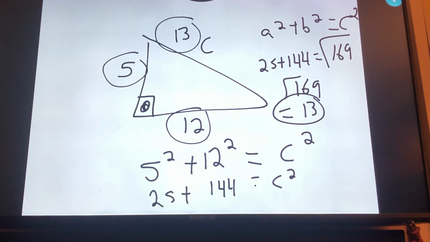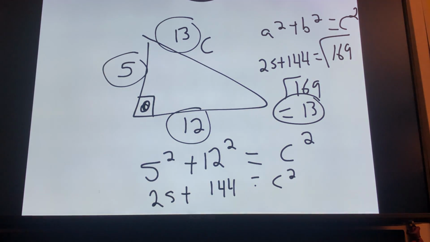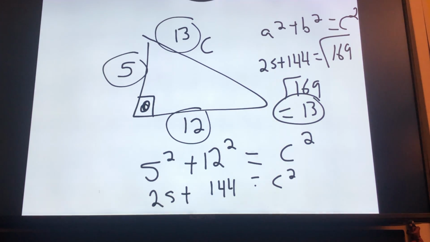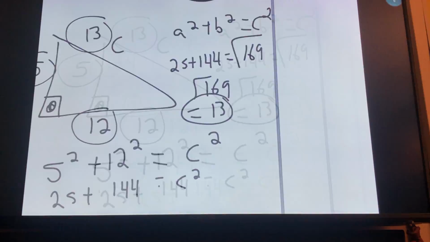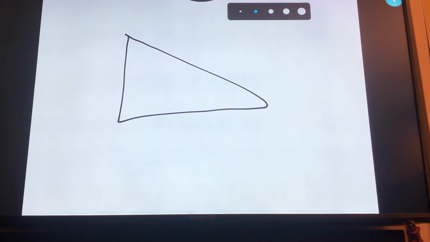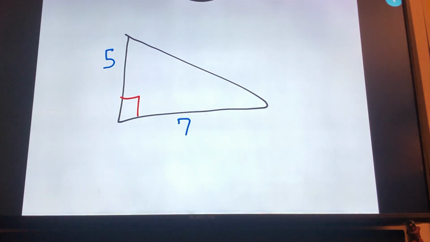Alright, let's go on and try another example. Let's look at example 2. This one says, find the length of the hypotenuse of a right triangle if the length of the legs. So again, we are given the legs. We have a right triangle. It says the length of our sides are 5 and 7, but we do not know what C squared is.